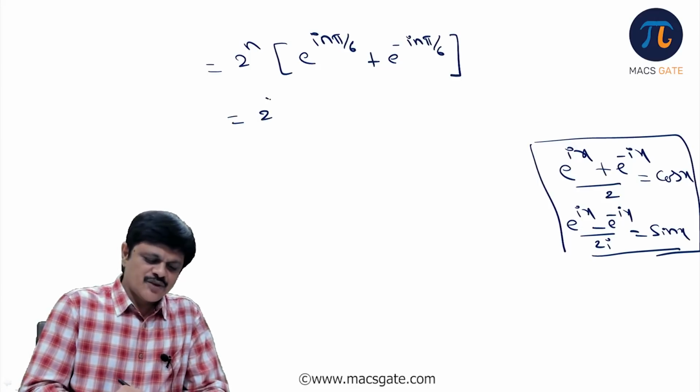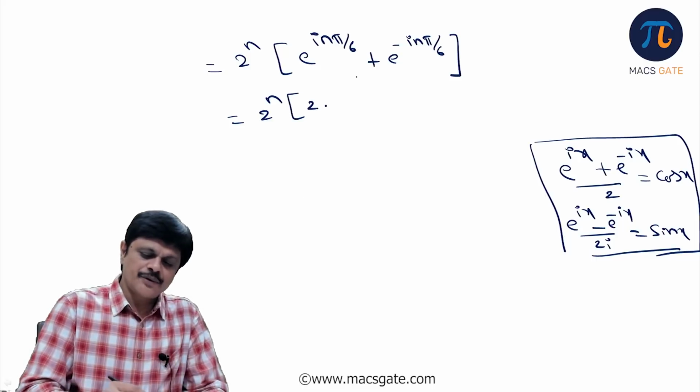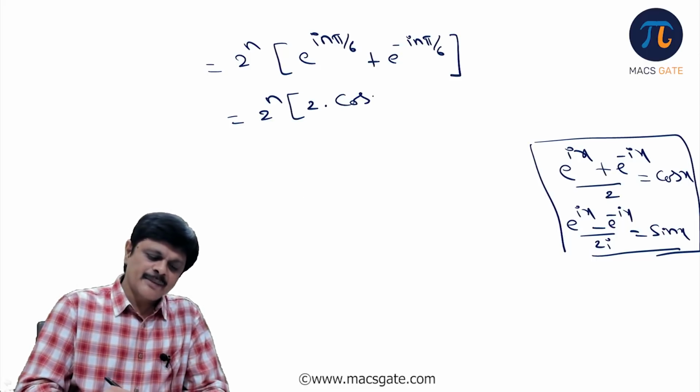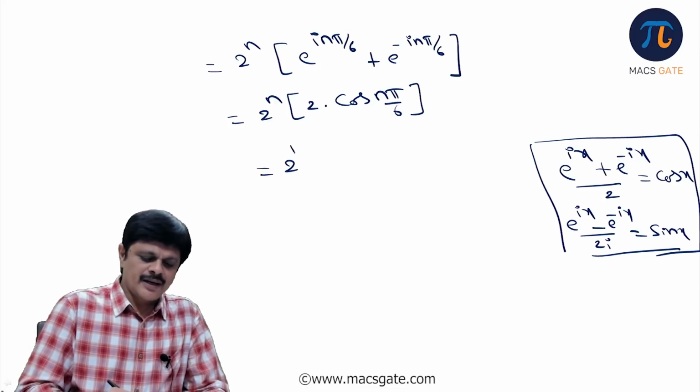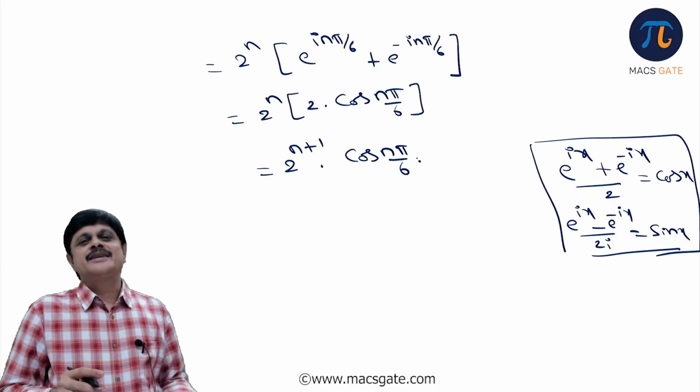Now this can be written as 2 power n into, because by 2 is not there, the 2 will go to the other side, 2 into cos x is nothing but 2 cos n pi by 6. That is 2 power n plus 1 into cos n pi by 6. Is the idea clear?